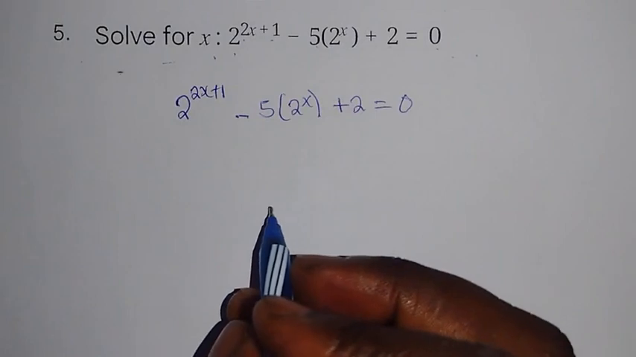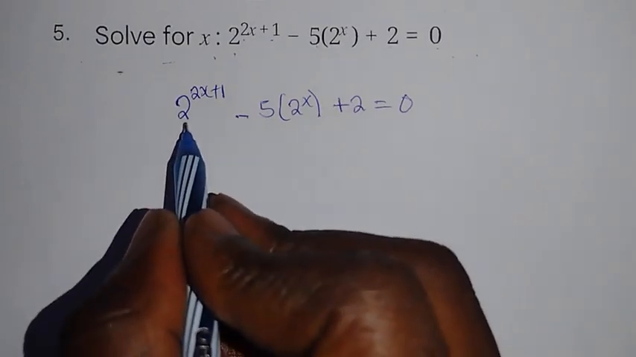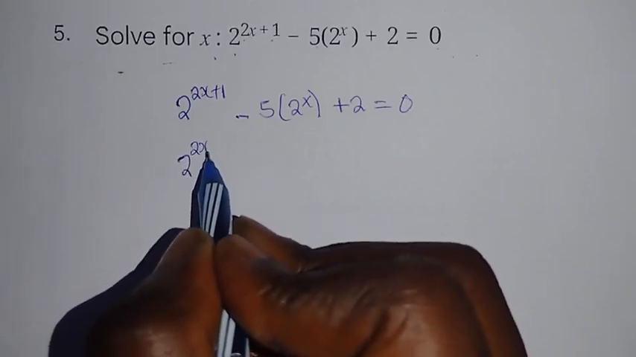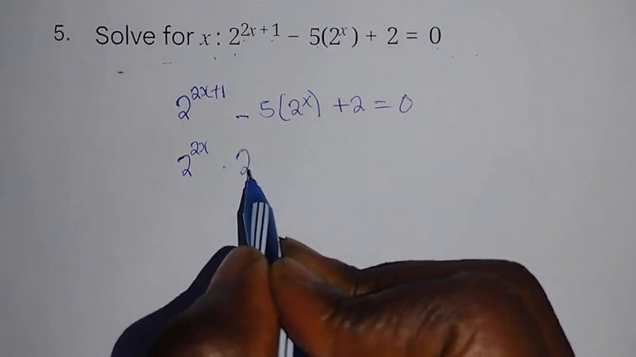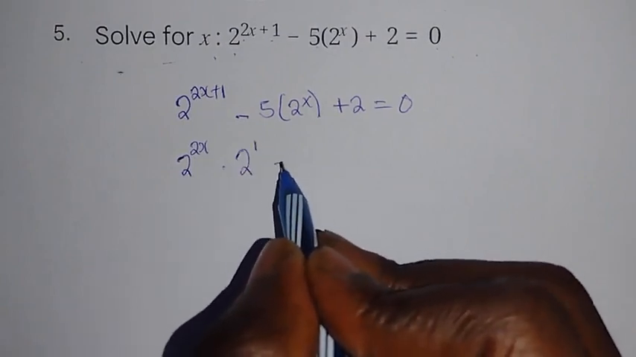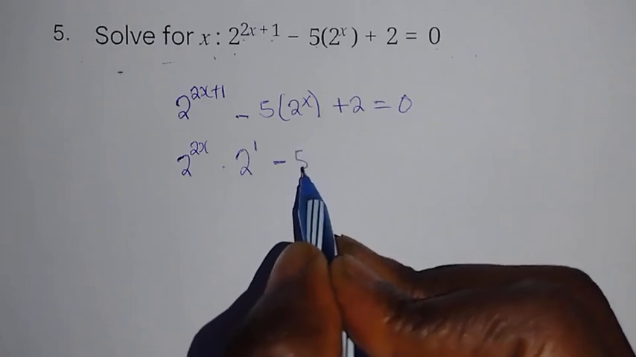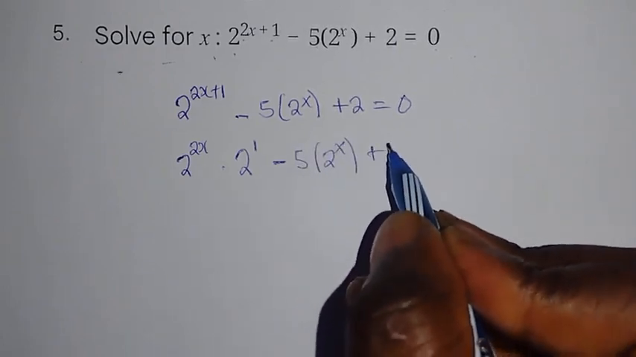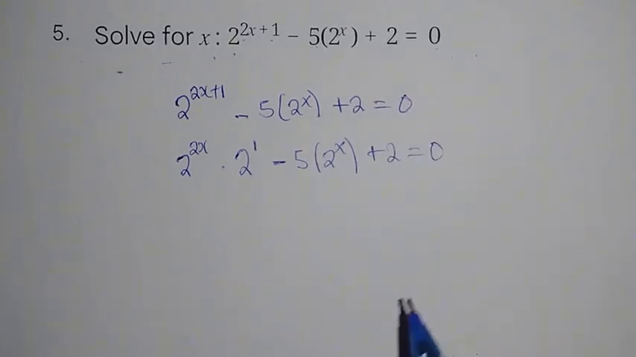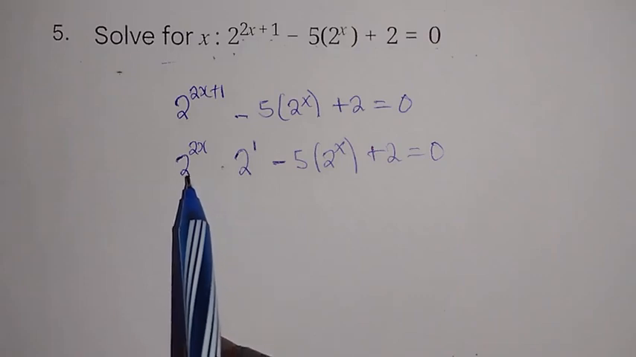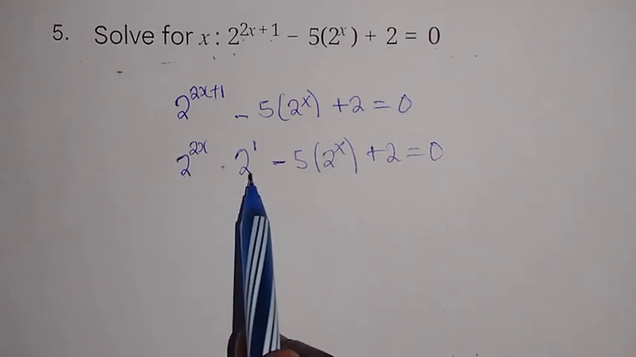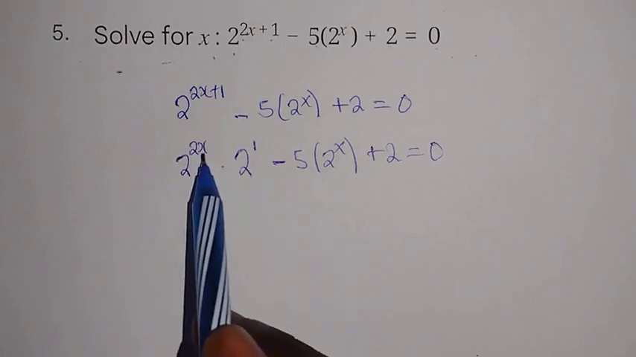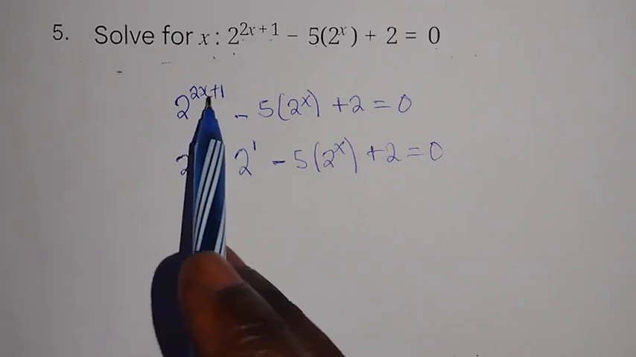So from here, what is our step 1? We are going to separate this one, where we write 2 raised to the power of 2x times 2 raised to the power of 1 minus 5, in brackets we have 2 raised to the power of x plus 2 equal to 0. What has happened here is, we can see this base and this base, they are the same. If you are multiplying indices with the same bases, we add the powers. So 2x plus 1, that's how this one was written.